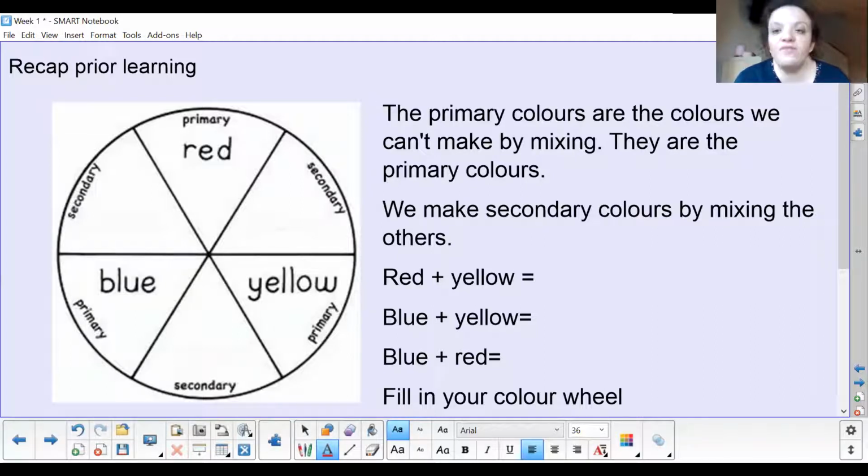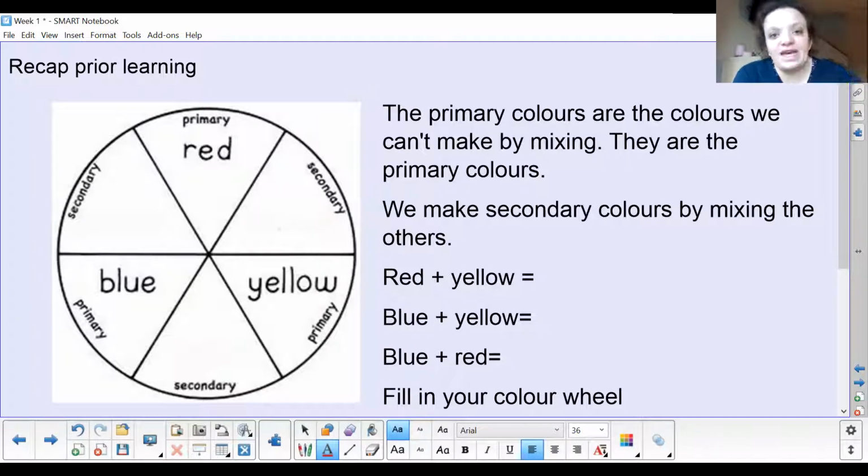So the primary colours are the colours we can't make by mixing. So the primary colours are red, yellow and blue. We just have to have them in life. We can't mix other colours together to make them. Red, blue and yellow are our primary colours. But we make secondary colours by mixing our primary colours together.